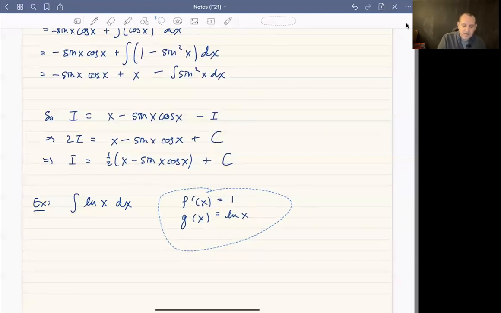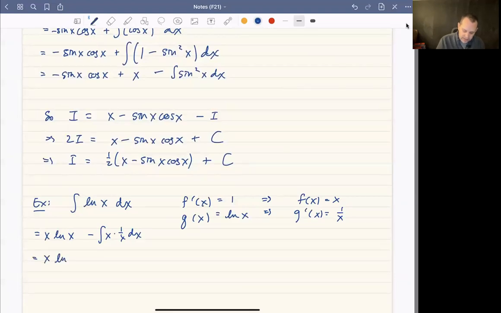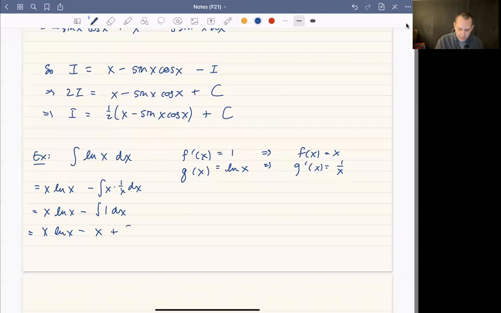The reason it's helpful is that if f prime is 1, then f is just going to be x. And if g is equal to the natural log of x, then g prime is going to be 1 over x. And so the integral of the natural log of x is going to be f times g, so that's x natural log of x, minus the integral of f g prime, so that's x times 1 over x. And so that's x natural log of x minus the integral of 1, which is x natural log of x minus x plus c.